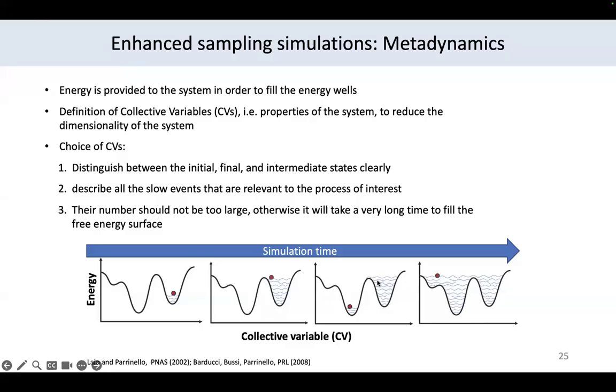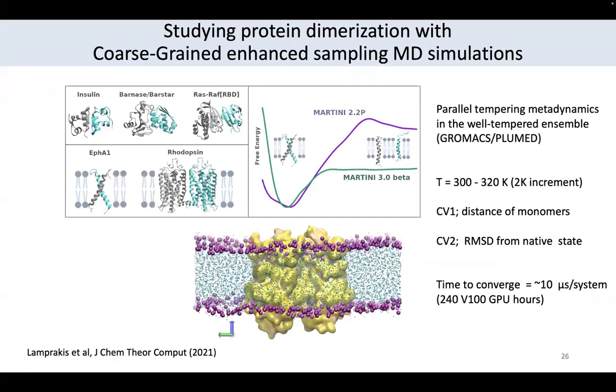And by filling the potential free energy landscape with Gaussians, you can finally overcome all the barriers and sample the full free energy landscape. And because you know how much energy you provided to the system, after you sample everything, you can remove the biases and actually take the correct free energy landscape. And this is what we did. Before we turned to the KRAS system, we wanted to validate the methodology. And to validate the methodology, we actually turned to 5 known protein dimers.